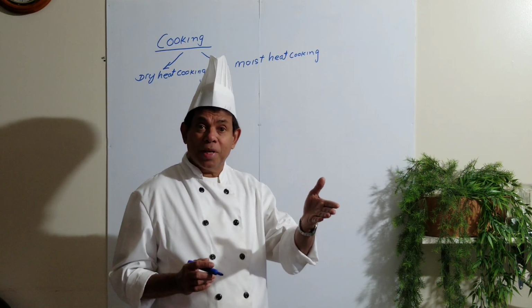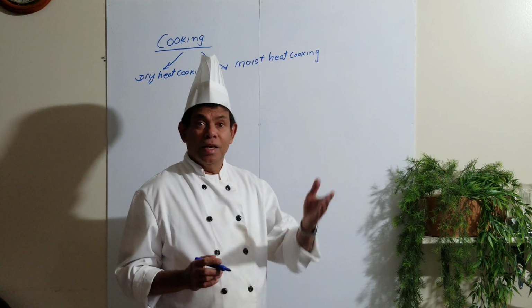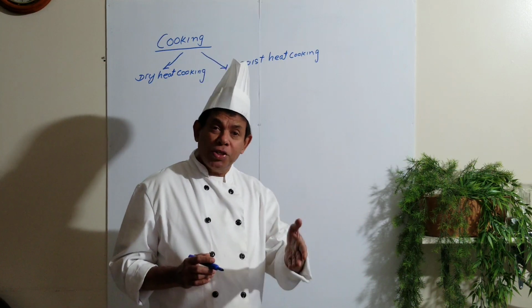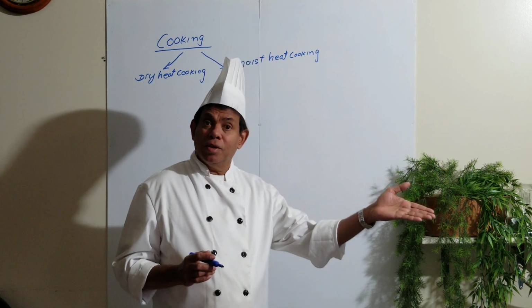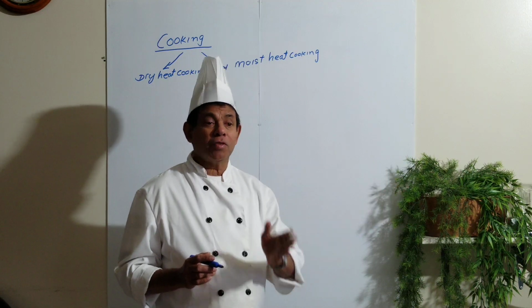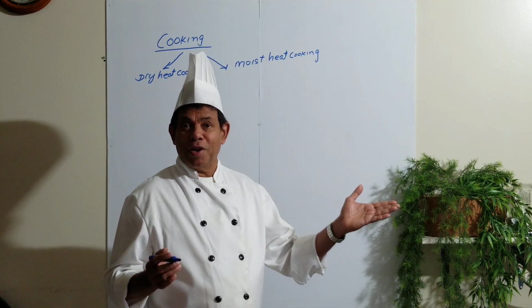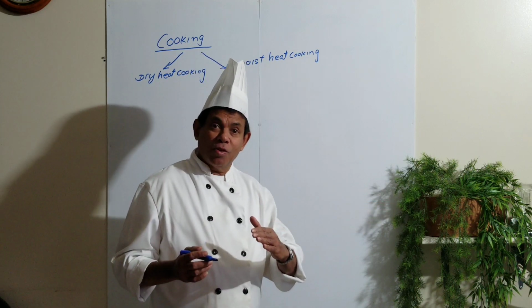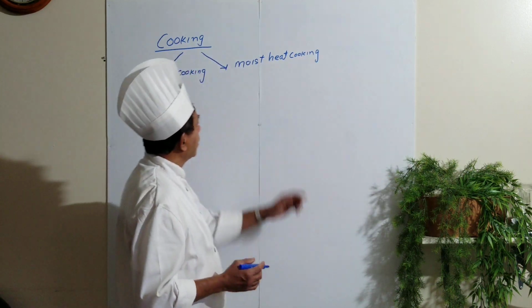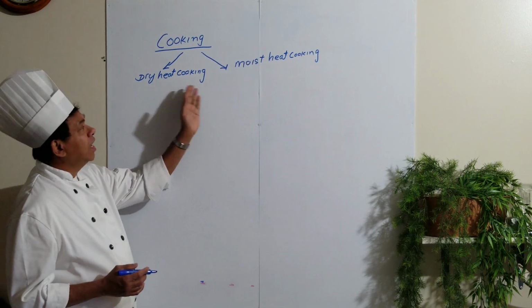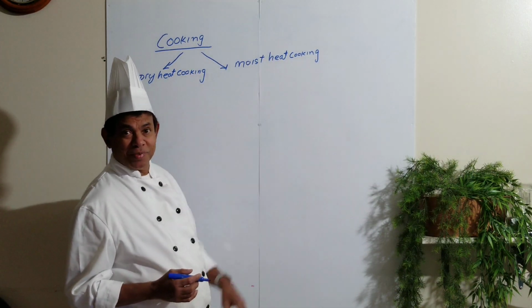If you fry something, it is dry heat cooking. If you boil or poach, it's moist heat cooking because we supply moisture there. So that's the only simple difference: what is dry heat cooking and what is moist heat cooking.